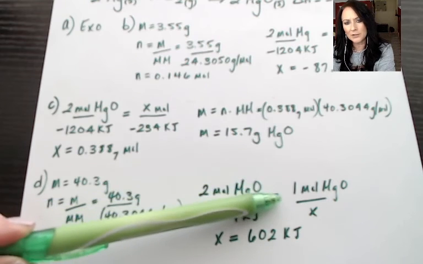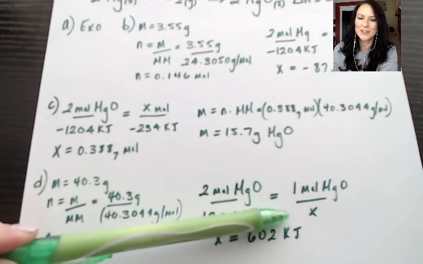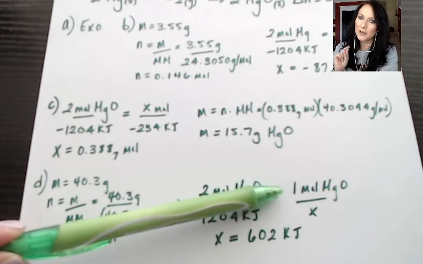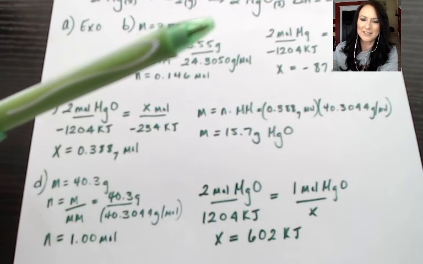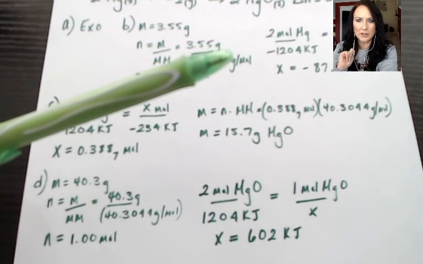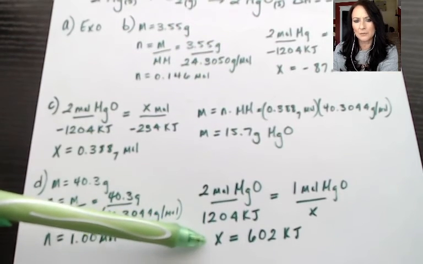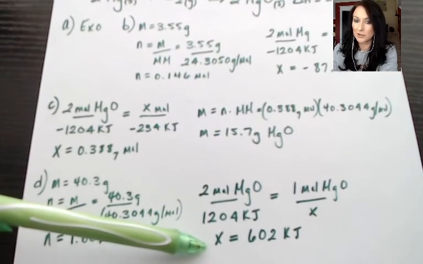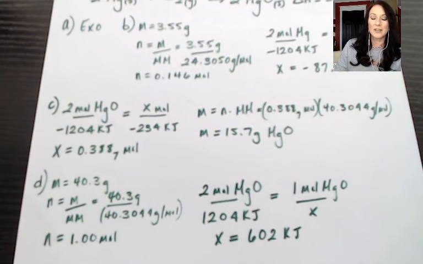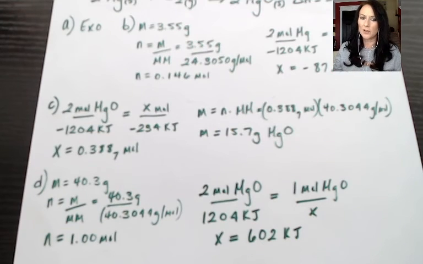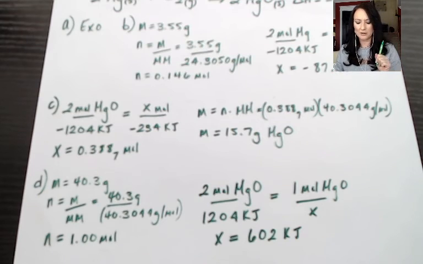How many kilojoules are required for only 1 mole? Well, half as much, obviously, right? But you can cross multiply, you can figure this out, and we'll find out that it's 602 kilojoules of heat absorbed when 1 mole of magnesium oxide decomposes. Endothermic, opposite direction of our initial reaction.